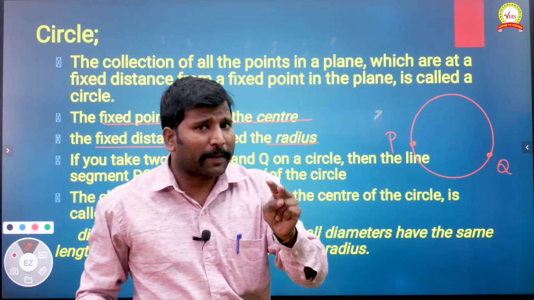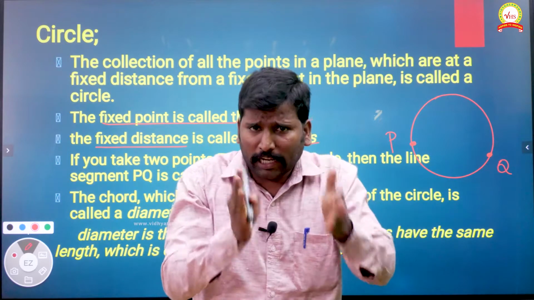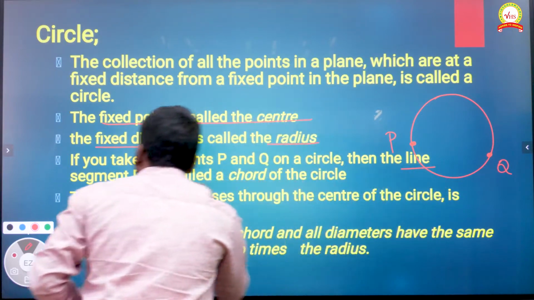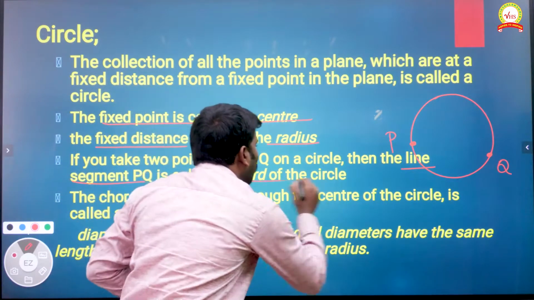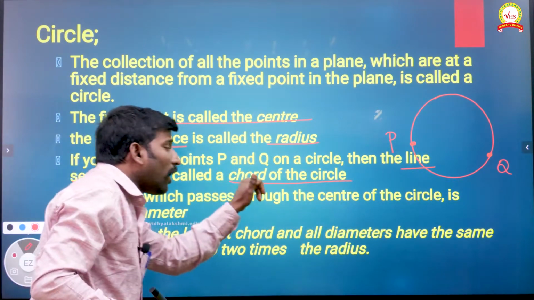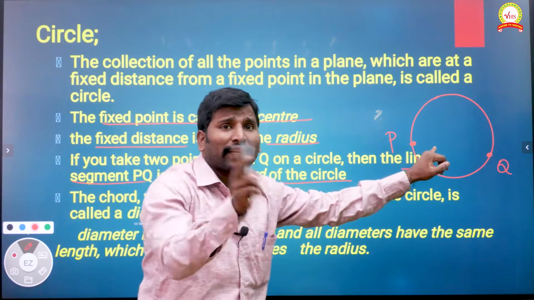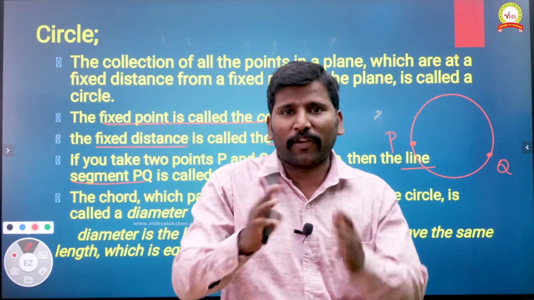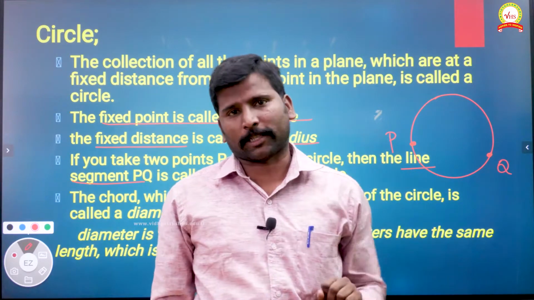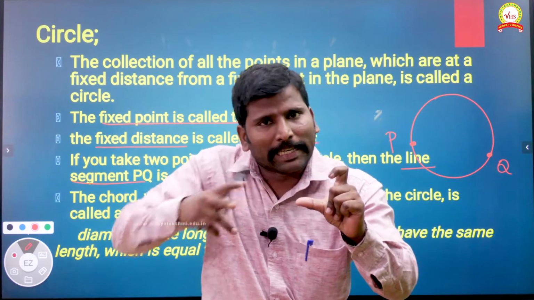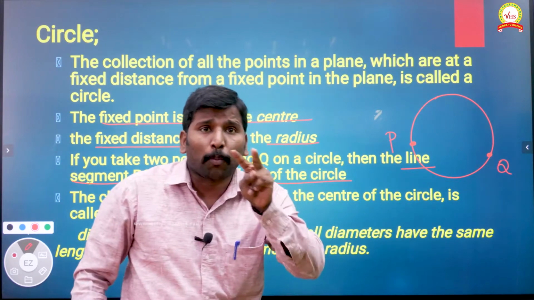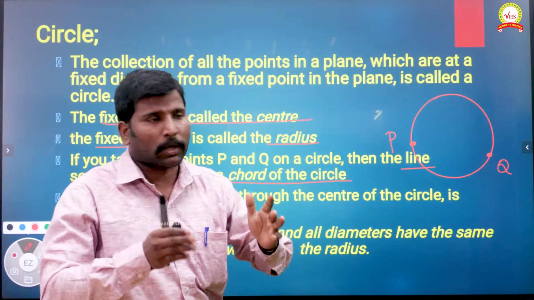We are taking two points on the circle. Listen carefully, this is one of the main points. If it is a line segment, that is called a chord of the circle. If it is a line, that is called a secant of the circle. So we have a difference between chord and secant, but only one word is the difference. A line means secant, a line segment means chord, because both have two points on the circle. You should focus on that. Right children?